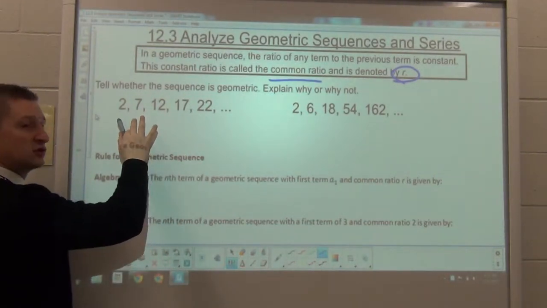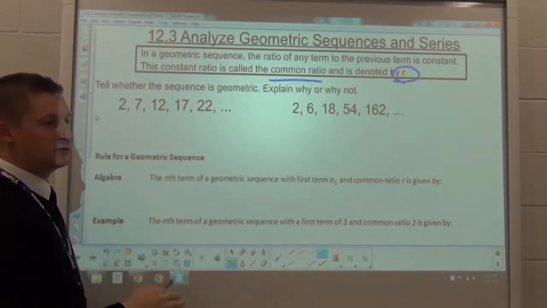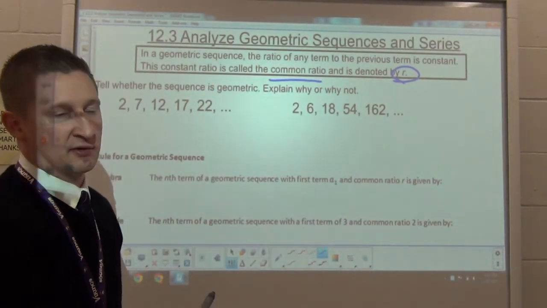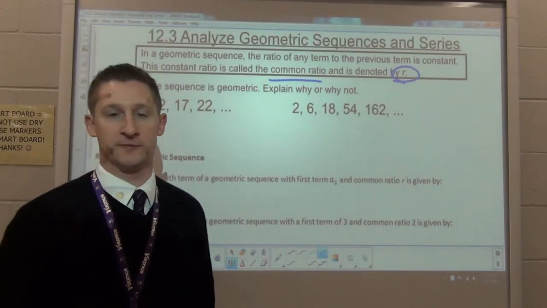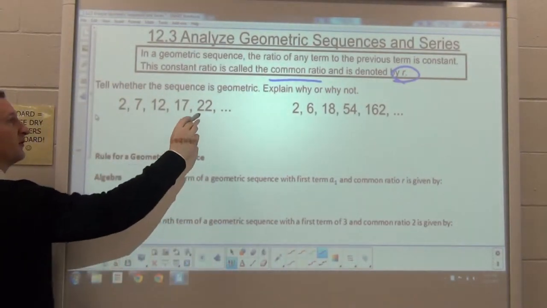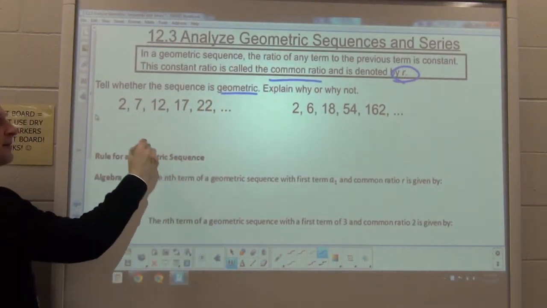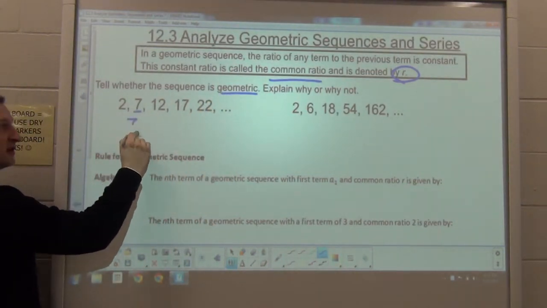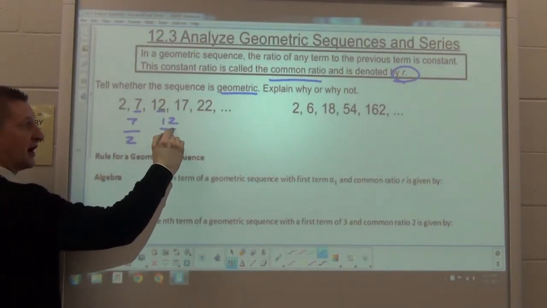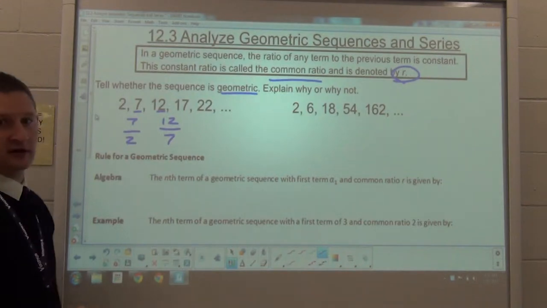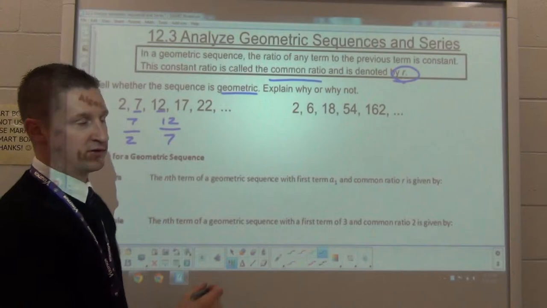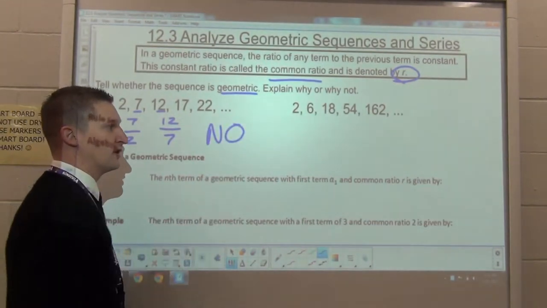In this first example, we have 2, 7, 12, 17, 22. Now, you can probably obviously pick out that we're adding 5 each time, and you would say, well, that's an arithmetic sequence, not geometric. Well, let me show you how you could also test it if you weren't sure. If I'm not sure, and I want to know if it's geometric or not, I'm looking for a common ratio. So I would take the second term, 7, divided by the first term, which is 2. And then I would take the third term, 12, divided by the term right before it, which is 7. Now, these numbers are not equal to each other, so I already know that this is not going to be a geometric sequence. We'll go ahead and say no to that one.